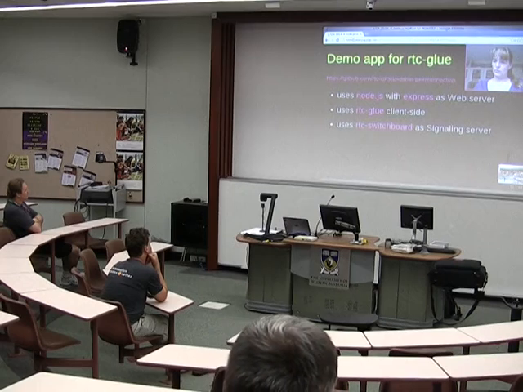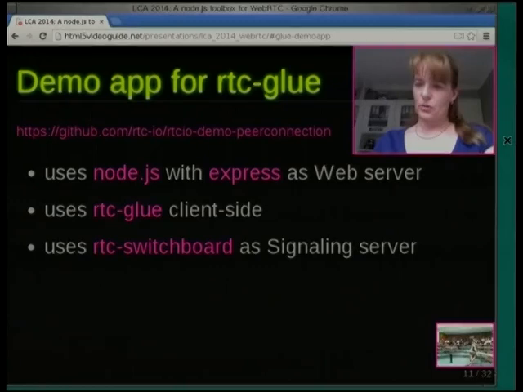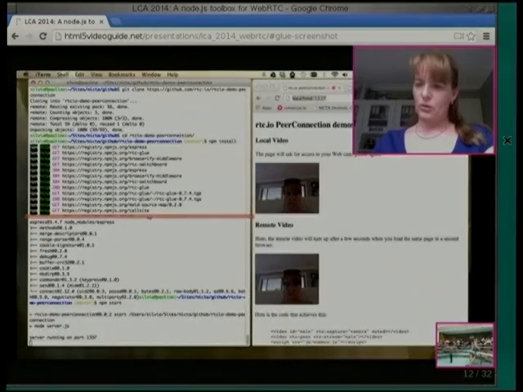So there's one demo app which you can install using RTC Glue. It uses Node.js with Express as a web server. RTC Glue is one of the libraries that we've developed at RTC-io. That's the client-side stuff, and RTC Switchboard is the signaling server, so that's on the server side. When you install it, that's all you have to do. You run git clone, you npm install. Once that's finished, you do npm start. There's a default port that it's running on, that's 1337. If you go to localhost 1337, you can see that demo running live in your browser.